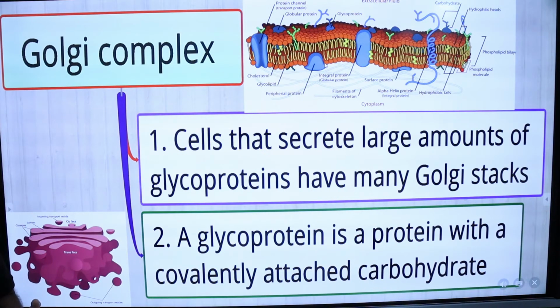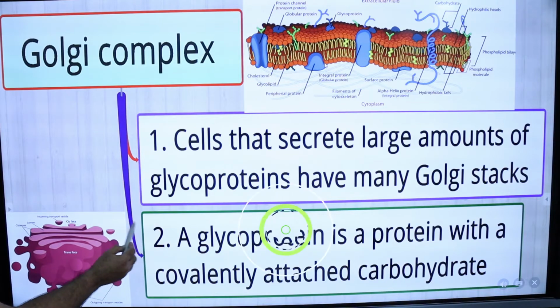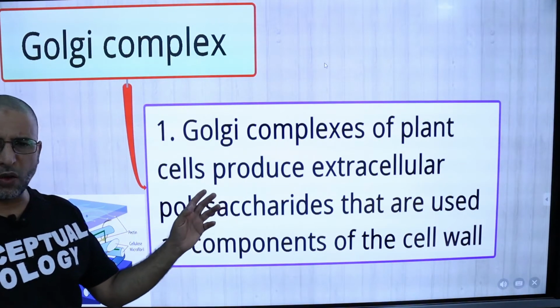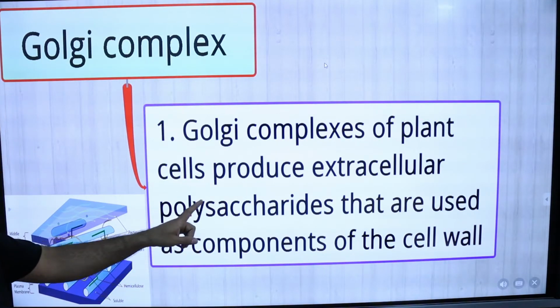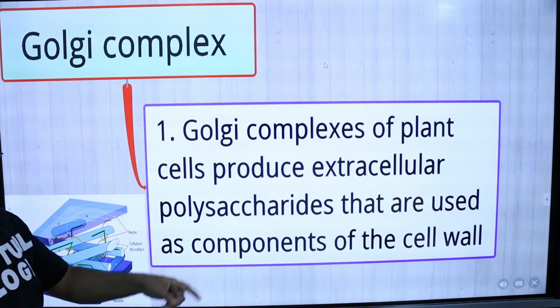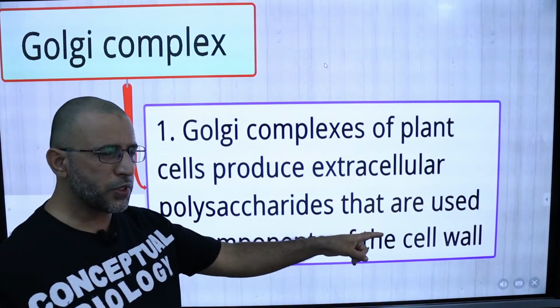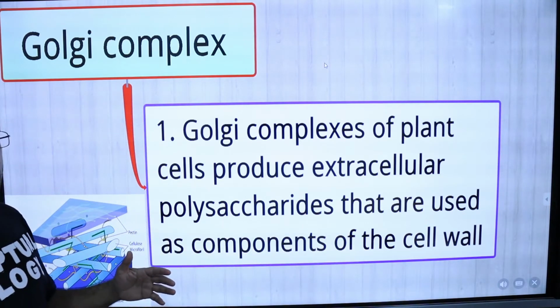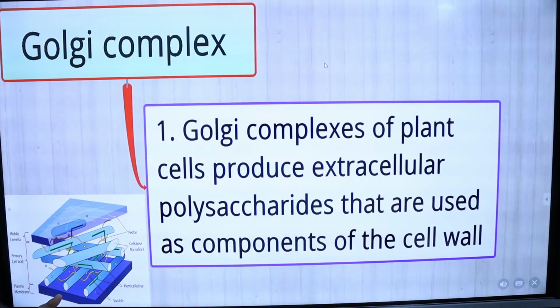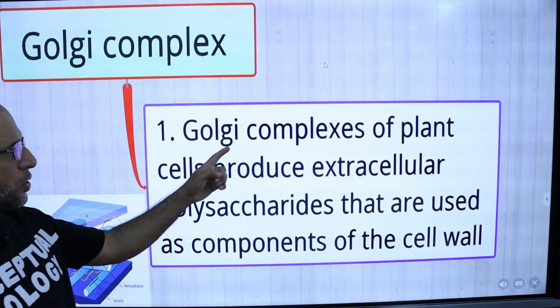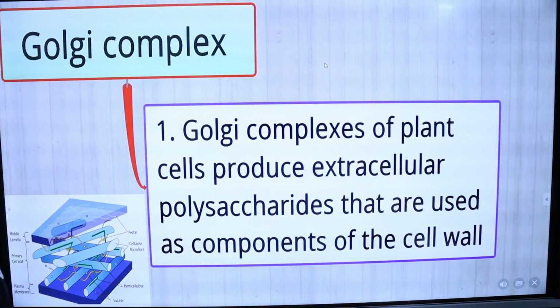Cells that secrete large amounts of glycoproteins have many Golgi stacks. Golgi complexes of plant cells produce extracellular polysaccharides, that is called cellulose, and cellulose is one of the components of cell wall. As we know that in plant cells, the outermost layer is called cell wall, and cell wall is composed of cellulose, and cellulose is synthesized by Golgi complex in plant cells.